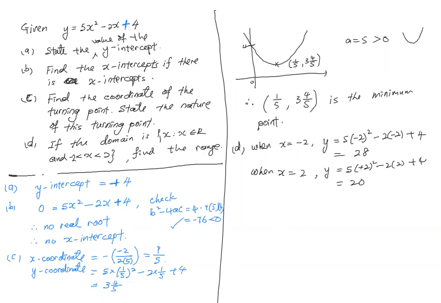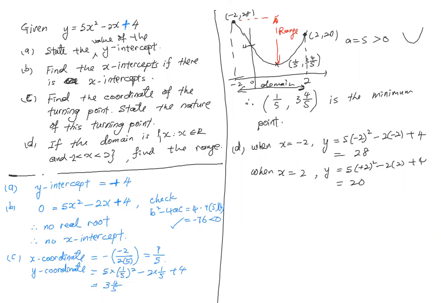Okay, so let's go back to the graph. When x equals -2, we assume here, the point is (-2, 28). When x equals 2, assume somewhere here, this point is (2, 20). So when x changes from this value to this value, this is the domain. So your y, the possible values of y, that is called the range. So here is the range.